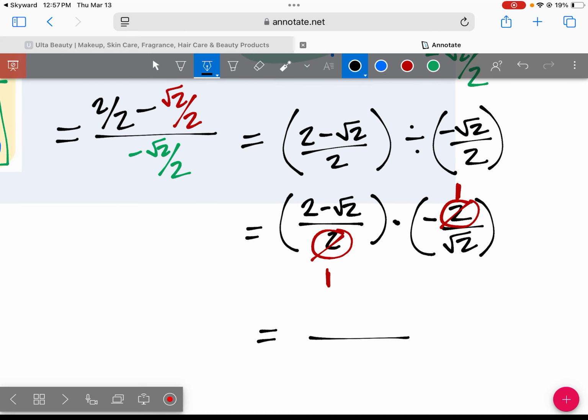So now we're going to multiply across, and when I multiply across, I'm taking this times negative 1, which is just going to make that negative 1 times, I'm going to go ahead and put this in parentheses, and that's all over root 2.